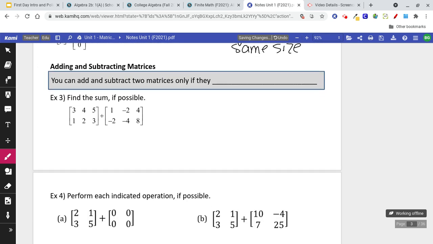Adding and subtracting matrices. So this is kind of the main event. You can add and subtract two matrices only if they, and let's say it this way, are the same size.